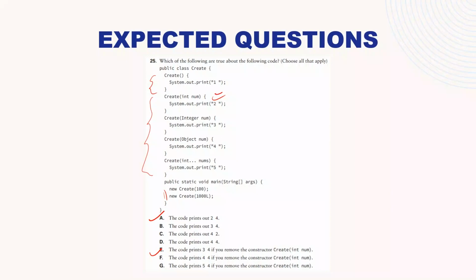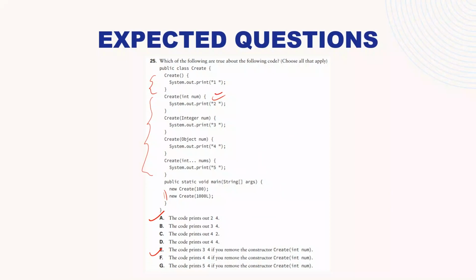So when this constructor is removed, Java looks for the next most specific constructor. I've already discussed that. Now the 100L parameter is a long. Now L is long, right? So if you see, it can't be converted into a smaller type. So we cannot expect an int parameter constructor to accept the long.